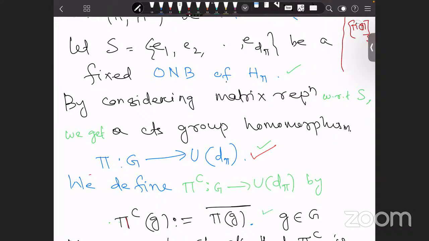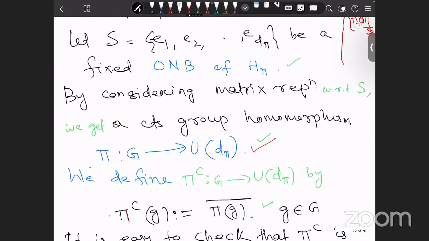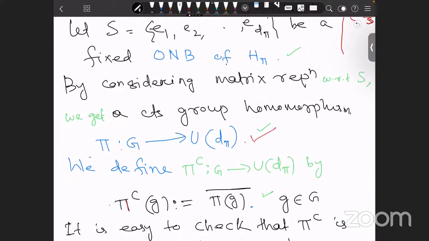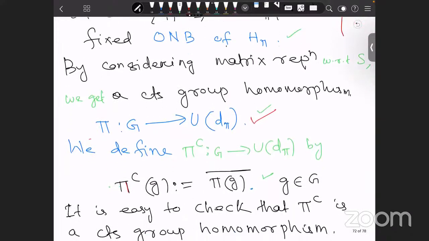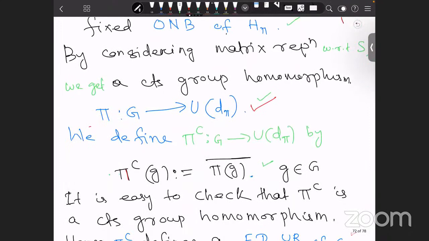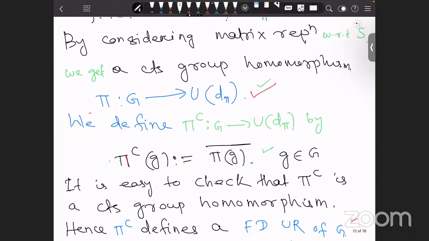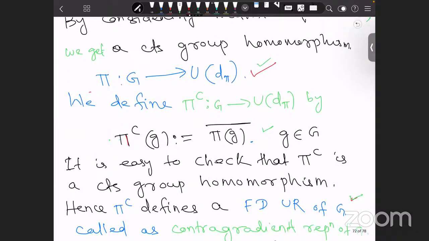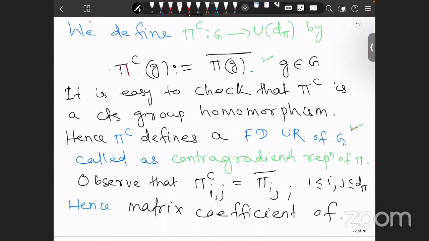Define π^c(g) = conj(π(g)), where the bar is the complex conjugate. It is easy to check that this π^c is a continuous group homomorphism from G, and therefore it defines a representation. Hence π^c defines a finite-dimensional unitary representation of G, and π^c is called the contragredient representation of G.